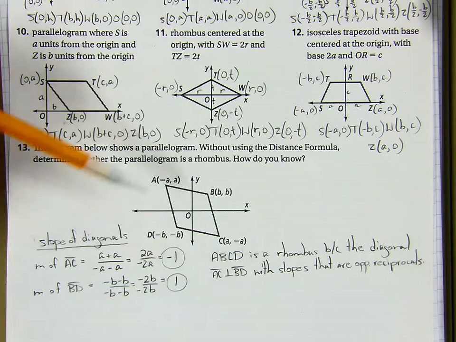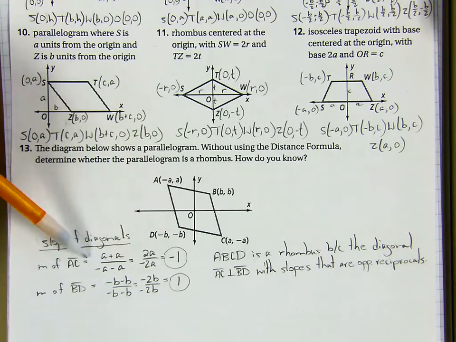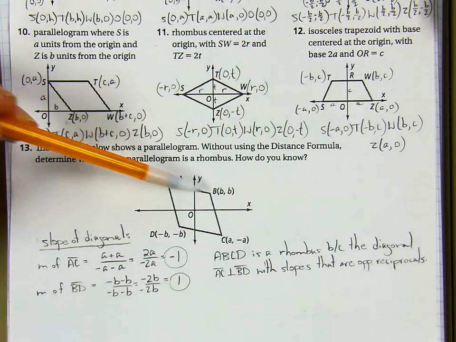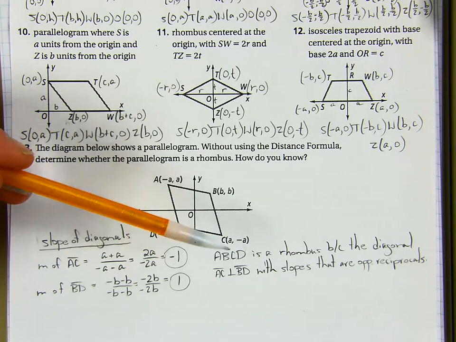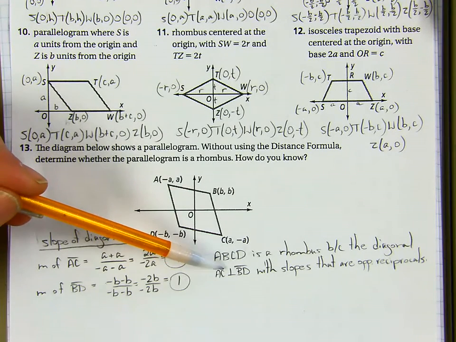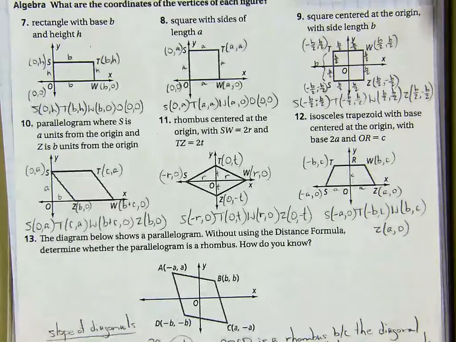So if we find the slopes of the diagonals AC and BD, the slopes of those two came out to be -1 and 1. Those are opposite reciprocals. So it's a parallelogram with perpendicular diagonals, which means it's a rhombus. So ABCD is a rhombus because the diagonals AC and BD are perpendicular, with slopes opposite reciprocals. So that's how I show that it's a rhombus. Okay, number 14.